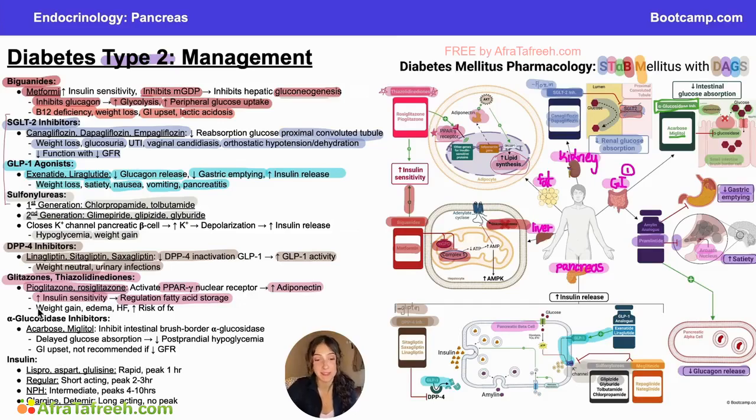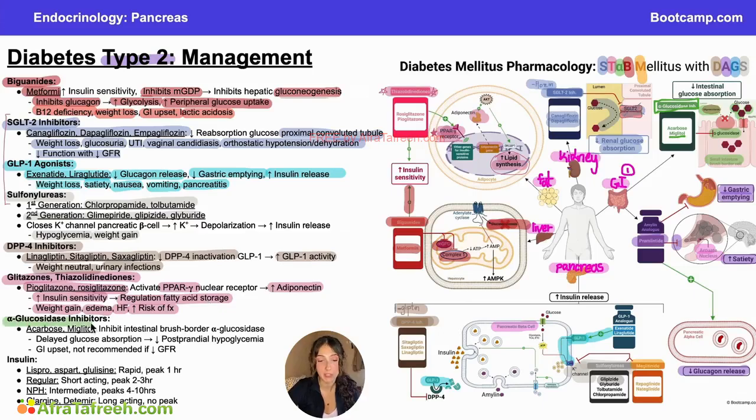Because they are increasing lipid synthesis, it should make sense to you that weight gain can be associated with the use of these drugs, as well as edema, heart failure, and increased risk of fracture. These drugs are not recommended for a patient who already has heart failure or who has really bad osteoporosis.